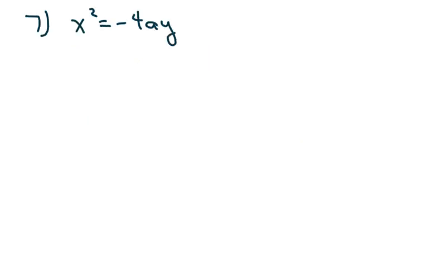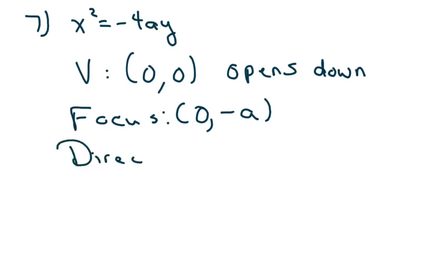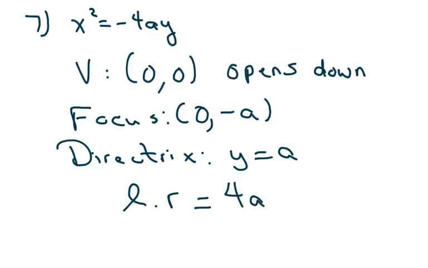Now these two are the ones that open down. The other one we did opened up. So your vertex is still 0, 0. Your focus, since this opens downward, is going to be on the y-axis. So that's negative A. Therefore, the directrix is going to be y equals A. And your LR is still 4A.